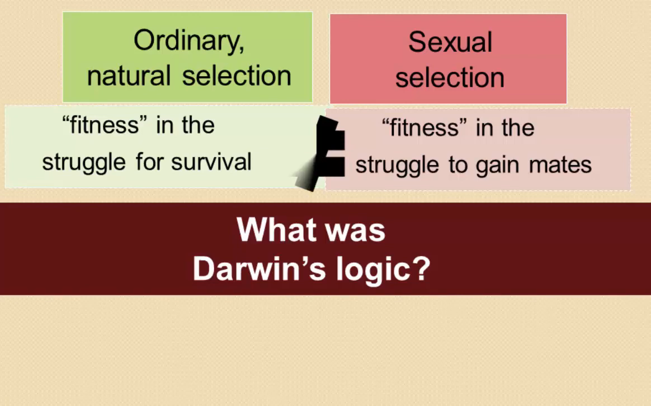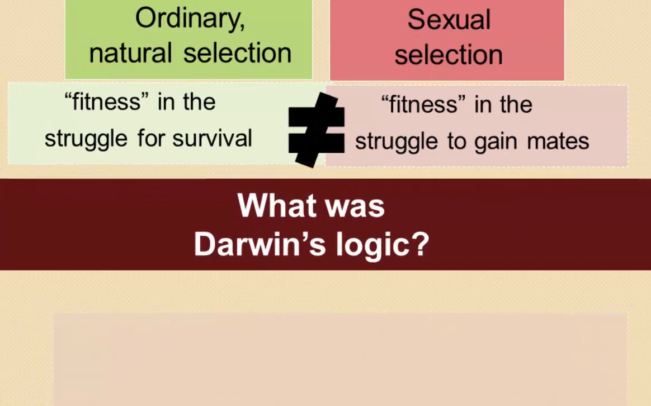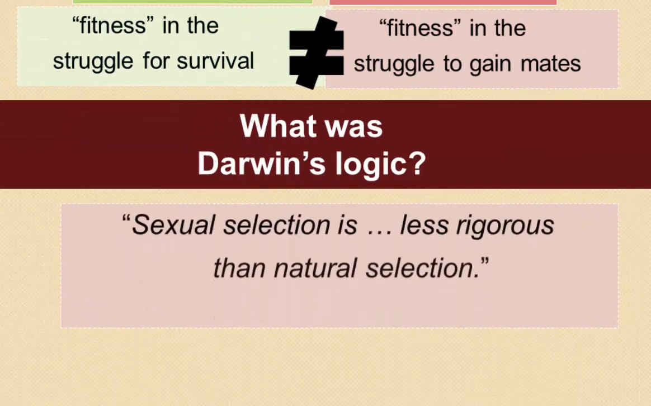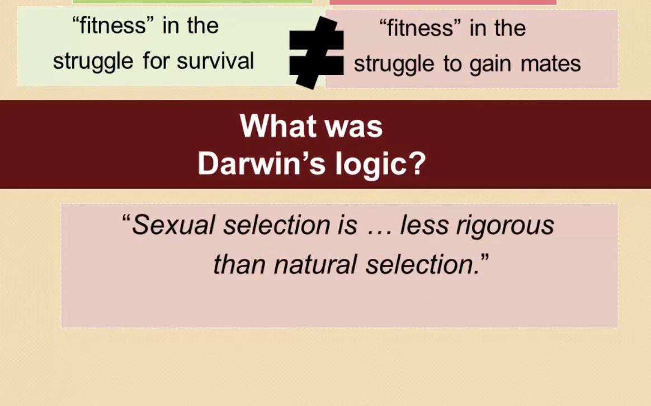So the logic of making this distinction and insisting that they were not simply the same thing had two aspects to it, and one was his argument that sexual selection was a less rigorous and less powerful evolutionary force than natural selection. And there's kind of a long argument behind that that we're going to skip over.